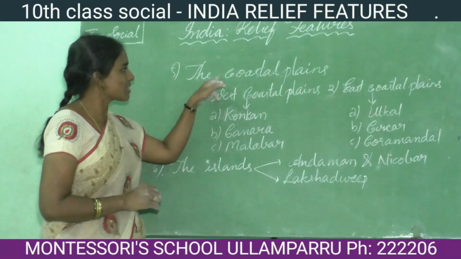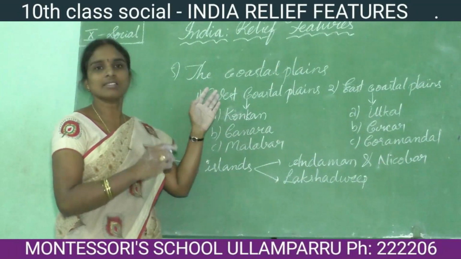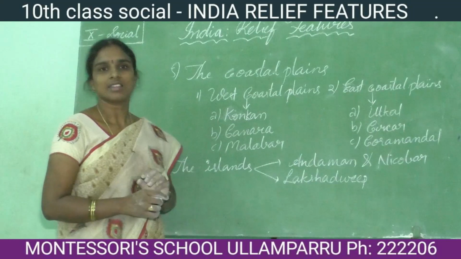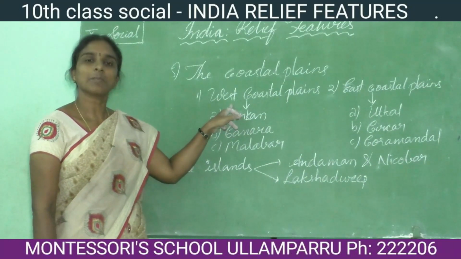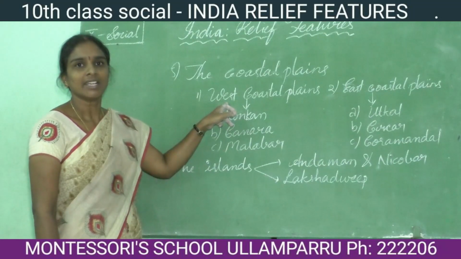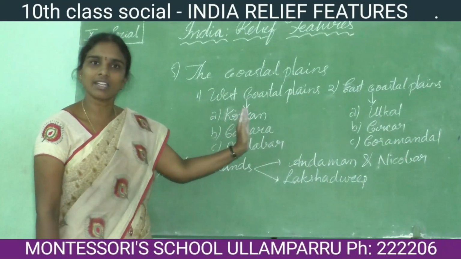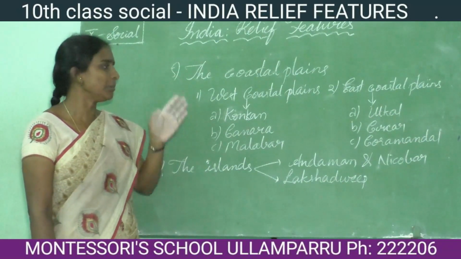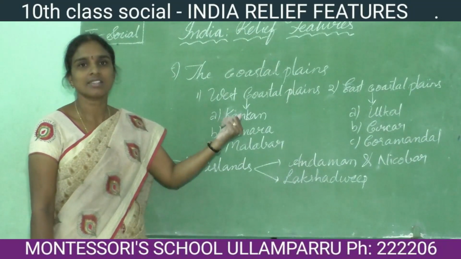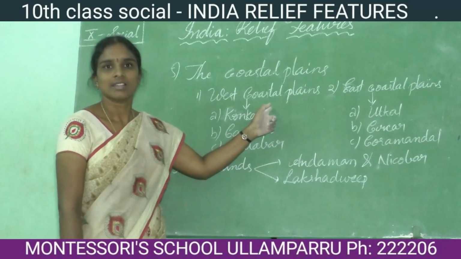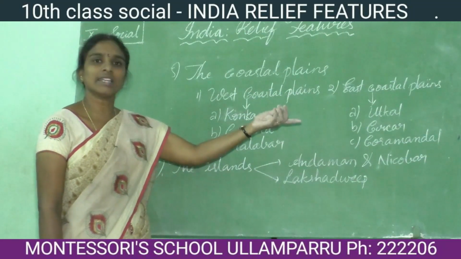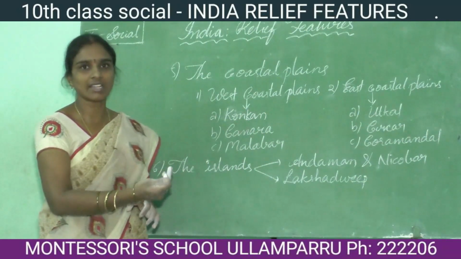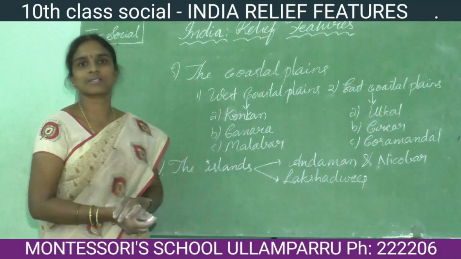These coastal plains are two, which we can find on both sides: west coastal plains and east coastal plains. So where are the west coastal plains? The plain region in between the Arabian Sea and the Western Ghats. Where is the Arabian Sea? The Arabian Sea is on the west of India. The plain region in between the Arabian Sea and the Western Ghats is called the west coastal plains. In the same way, on the other side, the plain region in between the Bay of Bengal and the Eastern Ghats is called the east coastal plains.